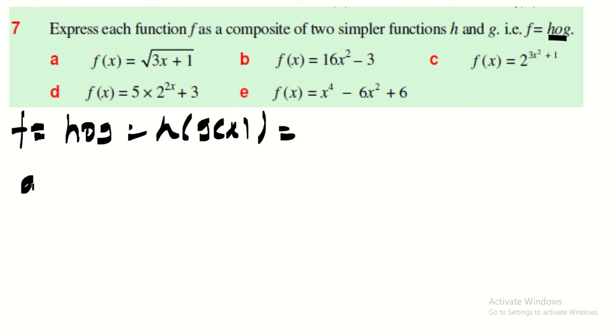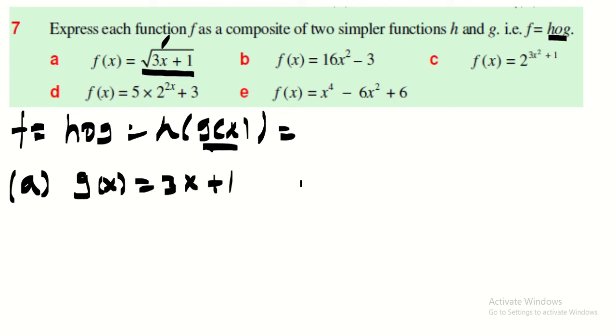So for a, which one is the inner function? Here in a, there are two functions composed. What and what? The square root function is there, and inside the square root there is a linear function. So the inner function is the one found in g of x, which should be the linear one. You can take g of x as 3x plus 1. The outer function is h of x, the square root, so we can take square root of x.